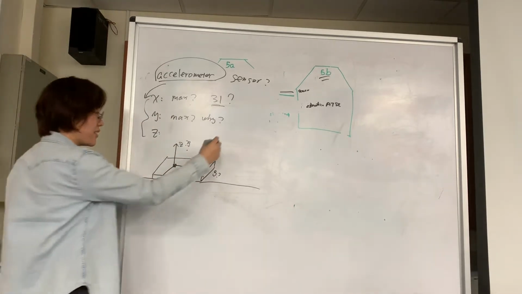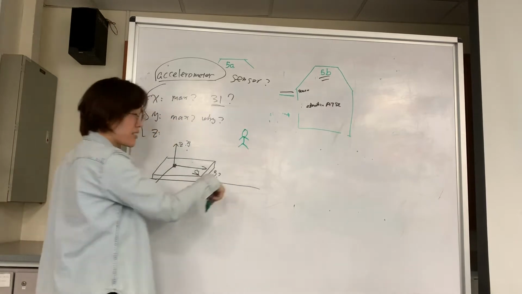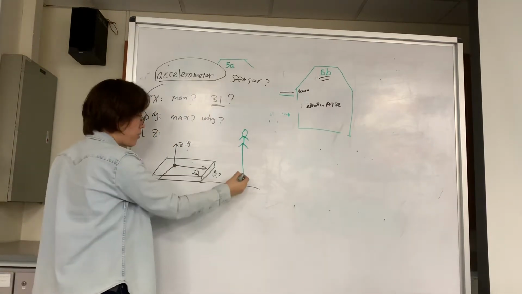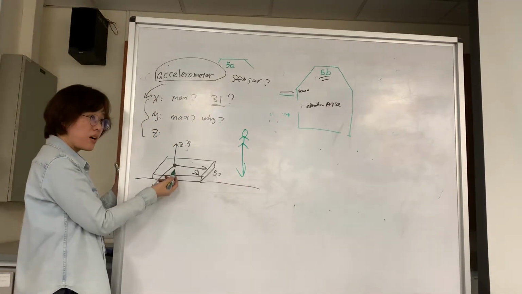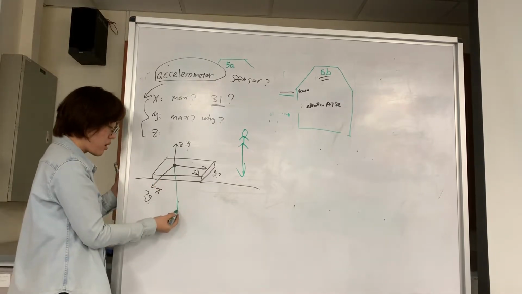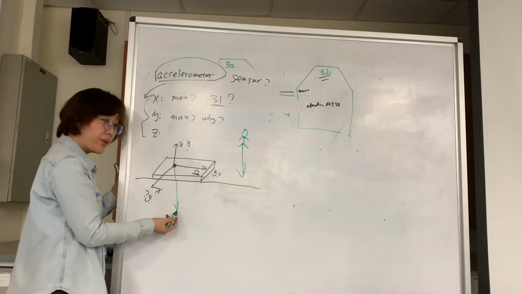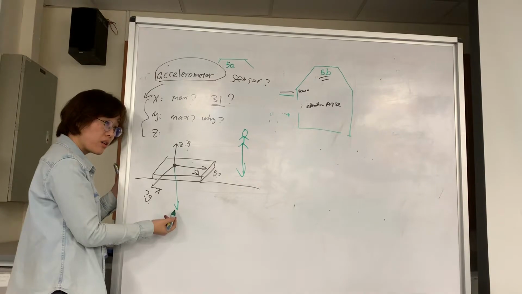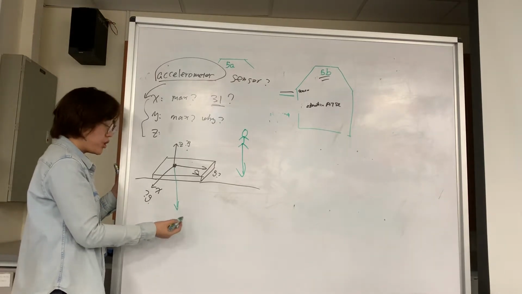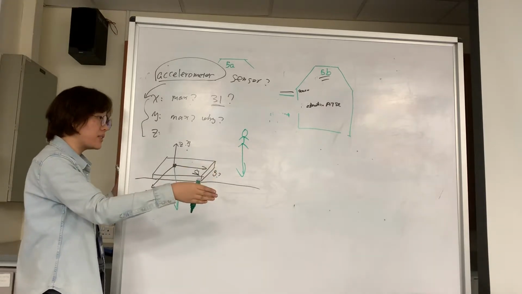Which direction? There's a person standing here. Where is the gravity? Downwards. Same thing here. Where is gravity? Downwards. What will be the value? Gravity value here? You are standing here. What is your weight?